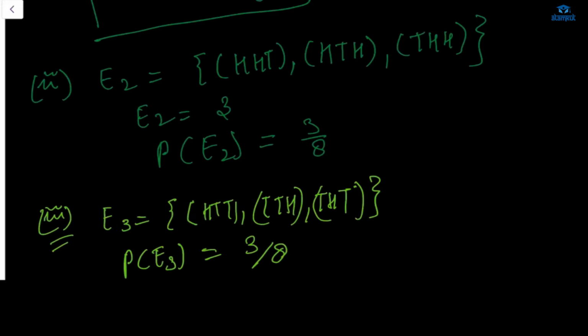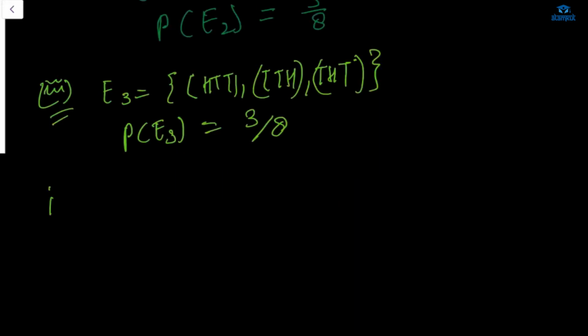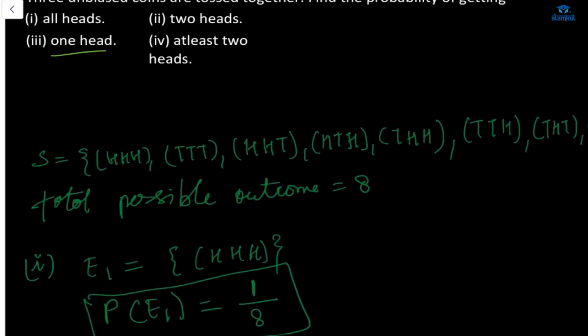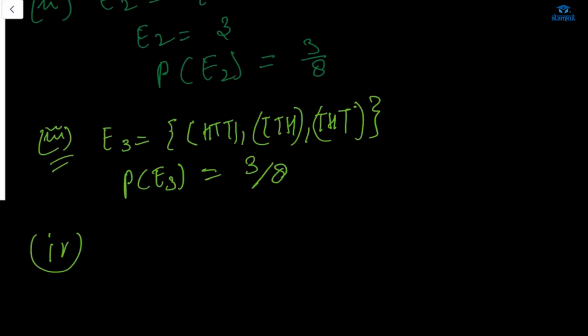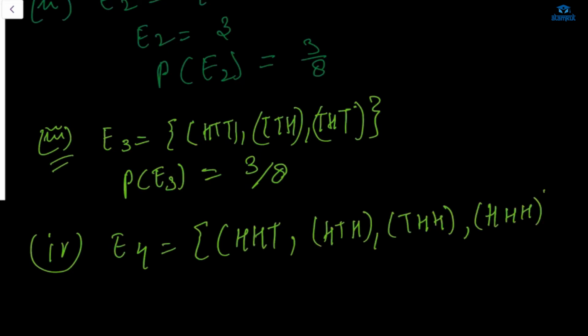Okay. Now similarly, we'll be doing for 4. Now let's check what the fourth condition is. At least 2 heads. Now you can see here at least 2 heads, which means a minimum of 2 heads should be there. So here E4 will be containing HHT, at least 2 heads, HTH. So here the probability of E4 will be equal to 4 upon 8. That will be 1 upon 2. Okay. Got it? Any doubt in the question, Safiya?